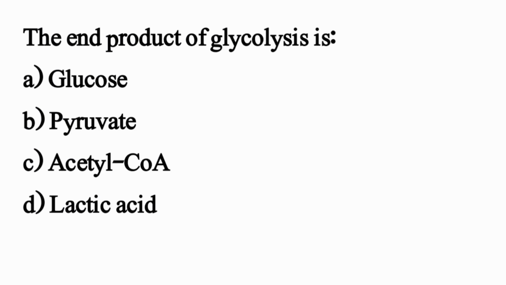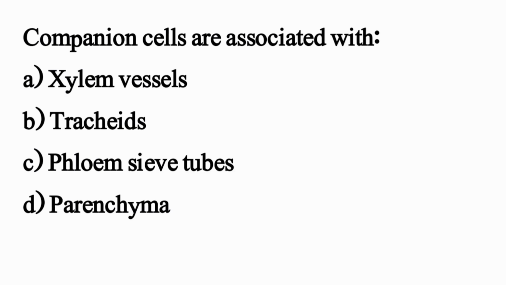The end product of glycolysis is. The right option is option B, pyruvate. Companion cells are associated with. The right option is option C, phloem sieve tubes.